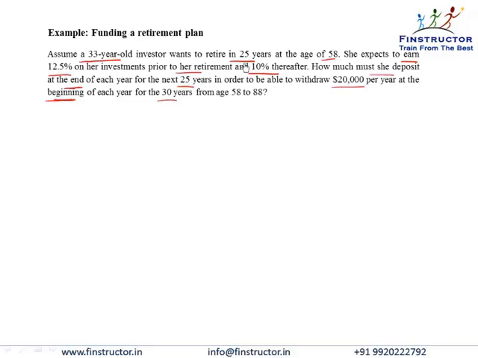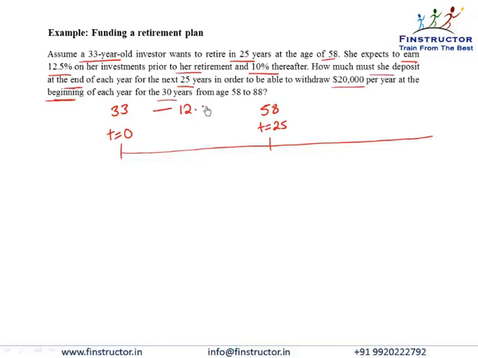She's going to retire 25 years later. We need to tell how much should she save today so she's able to live through her retirement. Let's first draw the timeline for this question. So t equal to 0 is when she is 33 years old. She wants to retire 25 years later, that is at t equal to 25, at which time her age will be 58. She expects to earn 12.5% in this period.